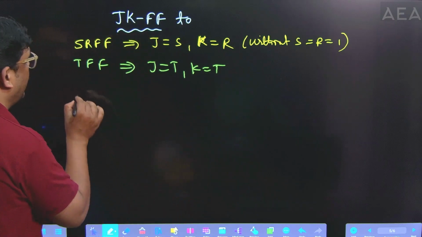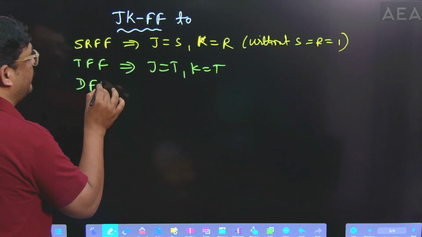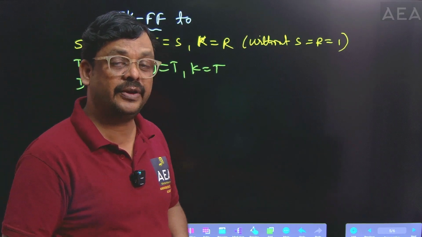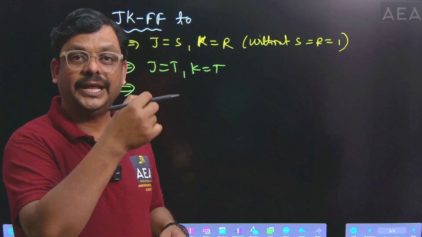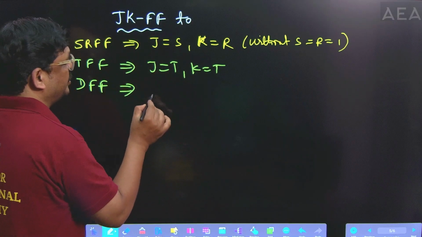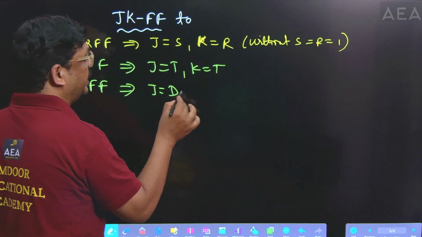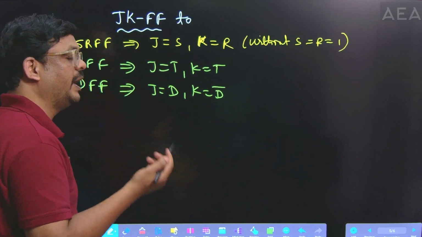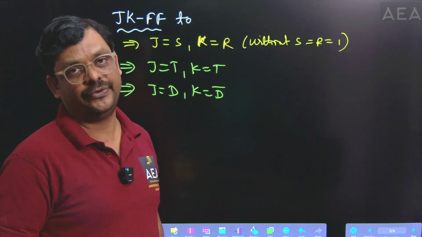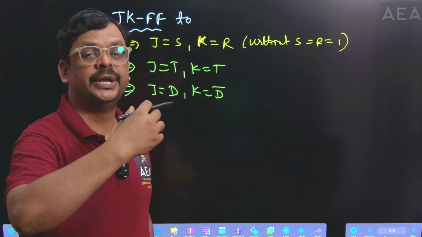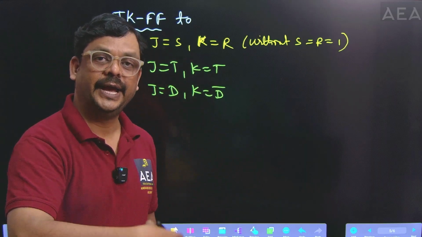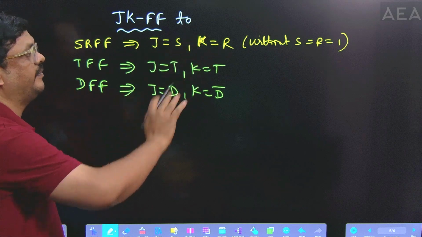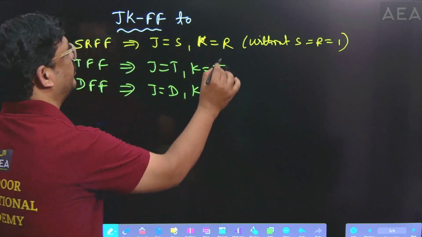And later I want to convert this JK flip-flop to delay flip-flop. How to convert the JK flip-flop to delay flip-flop? Insert one NOT gate in between J and K. So J is equal to D and K is equal to D bar. This circuit diagram also I have explained in the delay flip-flop operation. So that is how to convert JK flip-flop to toggle flip-flop and JK flip-flop to delay flip-flop. So this comes under JK flip-flop to other flip-flop conversions.